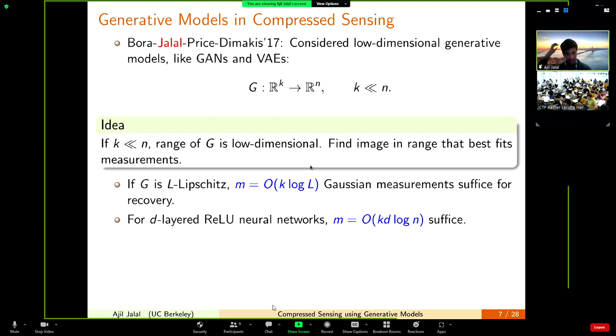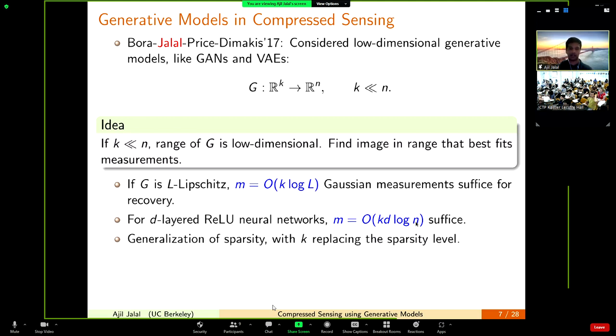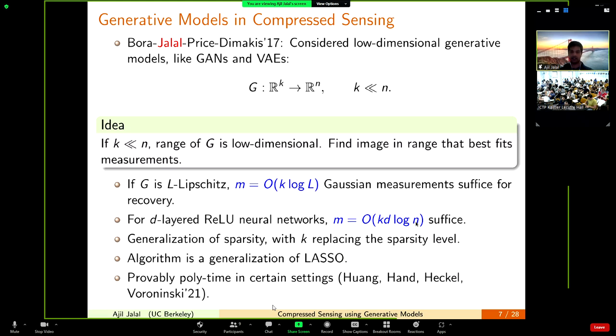of the output dimension. And these results are really analogous to what we find in sparsity, because in sparsity it was just k log n, and now we have these substitutes, which are the Lipschitz constant of the neural net or the depth times the logarithm of the output dimension of the neural net. And really, there were lower bounds which said that generative models are actually a strict generalization of sparsity. One can create generative models that output sparse vectors, but these would be handcrafted generative models. And instead, if someone gave you data, you would be able to learn generative models that capture richer structure in your data. And the algorithm is also a generalization of Lasso, and it's provably polytime in certain settings. This is work that's not by us.